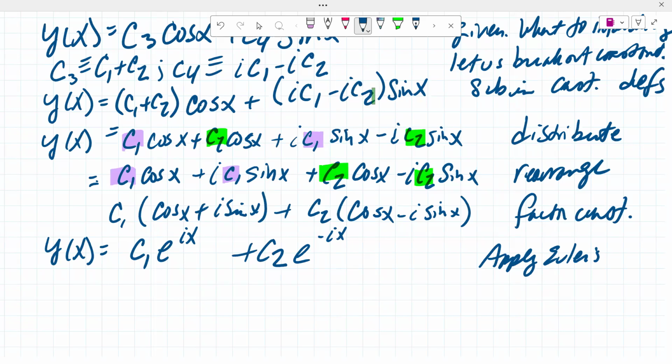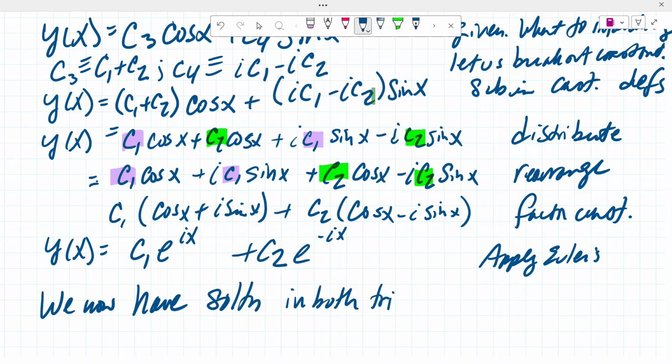And this is relevant because our solution to the wave equation was actually solved in the trig format, but we know that we could also solve it in the exponential format. So now we can select whichever one is more convenient for us. So this is great because now we have the solution in either form. We now have the solution in both trig and exponential.